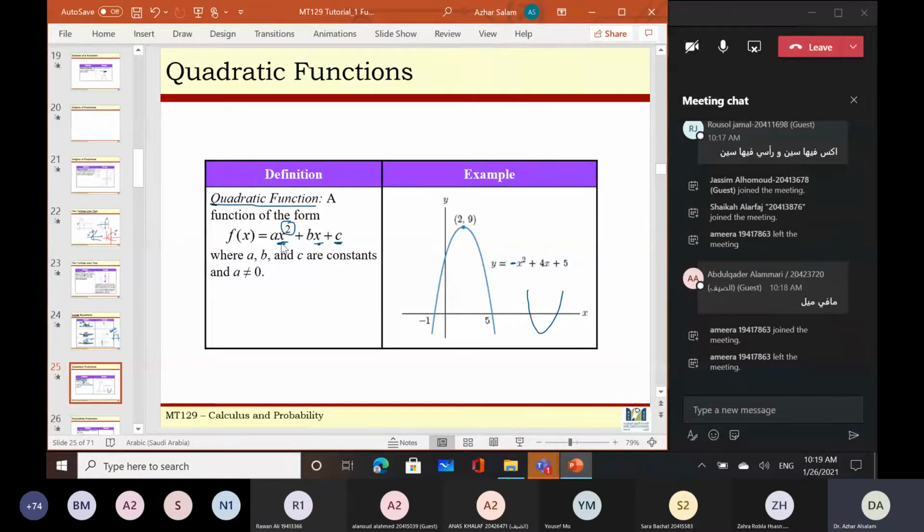In ax squared plus bx plus c, of course, a, b, and c are constants, numbers in R, real numbers. Of course, the most important thing is that a is not 0. So I have x squared. If a is 0, I will not have this term and I will have a line. It will be a line. So I must have that a is not 0.